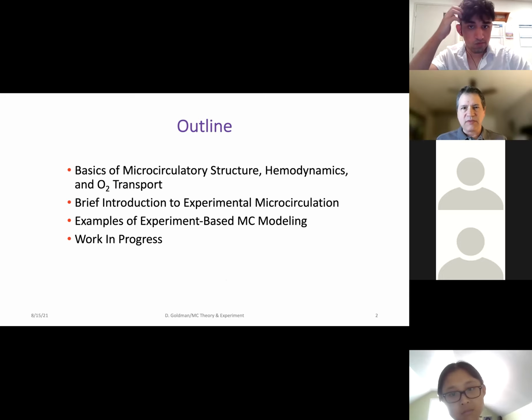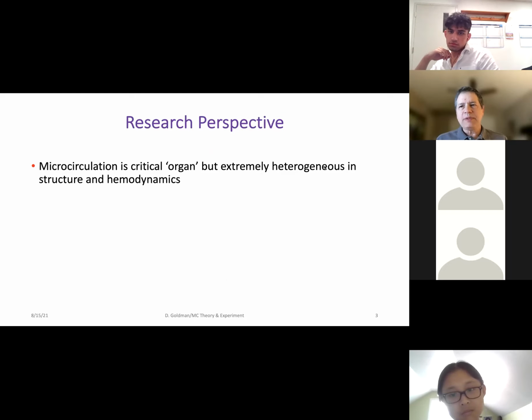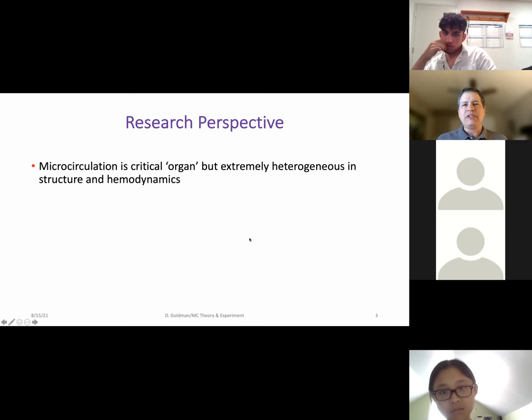Okay, so there'll be sort of 4 aspects to this. The longest will probably be the first. And so what's my perspective in all this? I'm talking about this subject because this is what I do research in. My research perspective is that the microcirculation is a critical organ. I think of it as sort of like an organ, even though it's different in every tissue and organ. And it's extremely heterogeneous in structure and hemodynamics. Okay, so that's something that's really critical about the microcirculation.